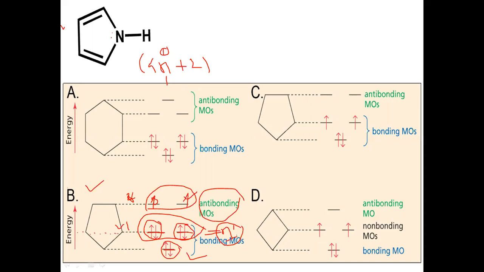And that's why, if you put the value of n in Huckel's rule, you will get 4n plus 2 pi electrons, which is equal to 6 pi electrons in delocalization. Okay, and from that we can say this pyrrole is aromatic in nature because it follows Huckel's rule. Okay, next.